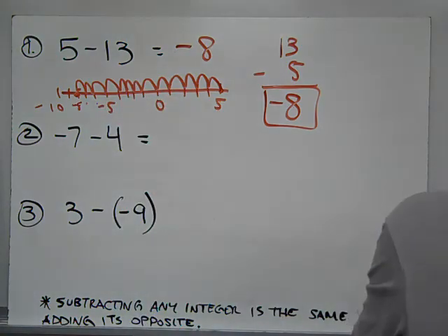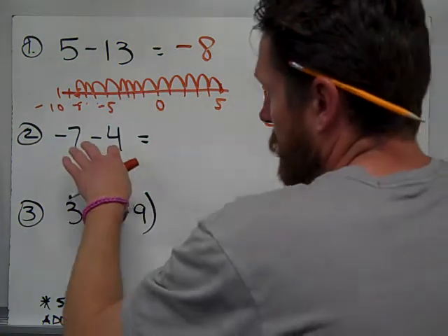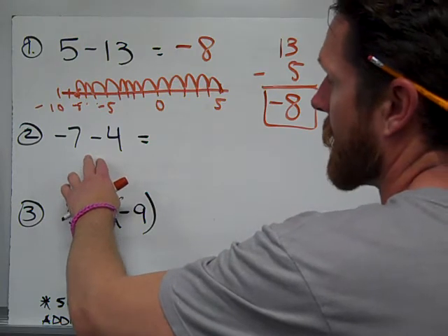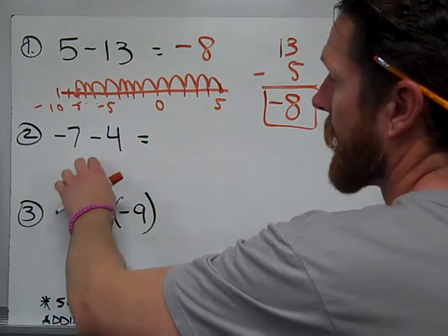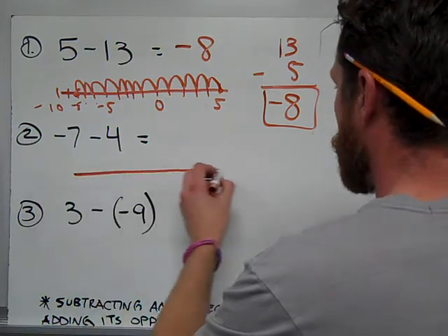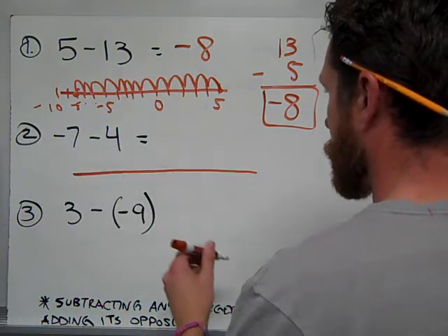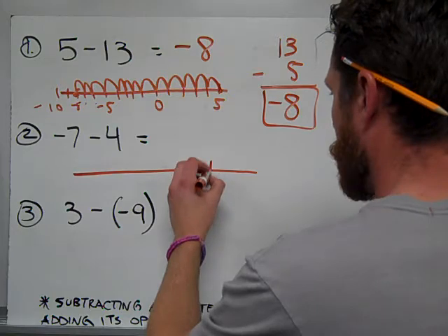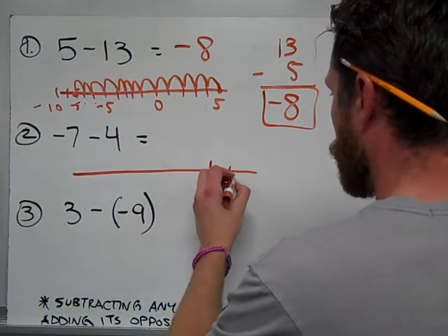All right, next one. This one's a little bit different. So we have a negative 7 and then a negative 4. So if we look at that on a number line here, let's start here with negative 7. 6, 5, 4.